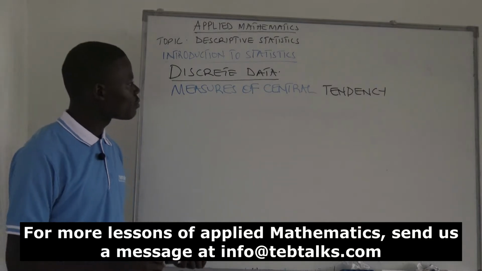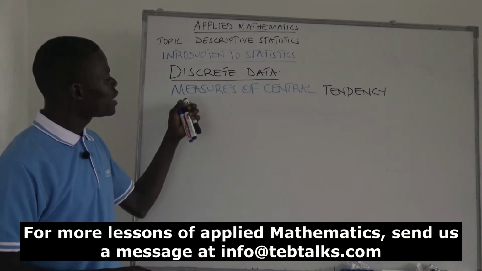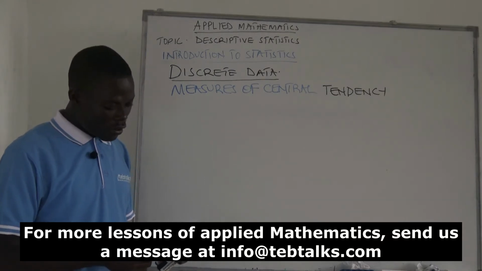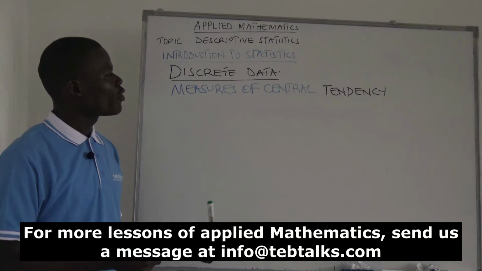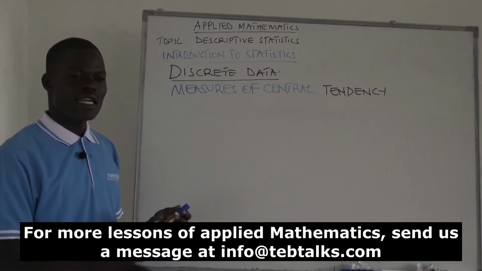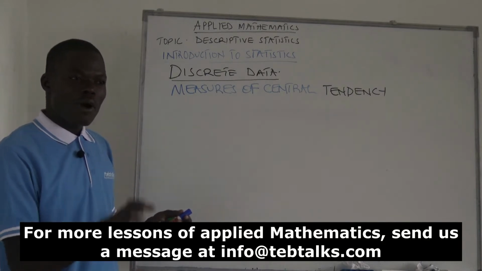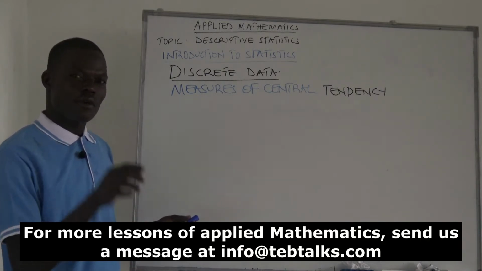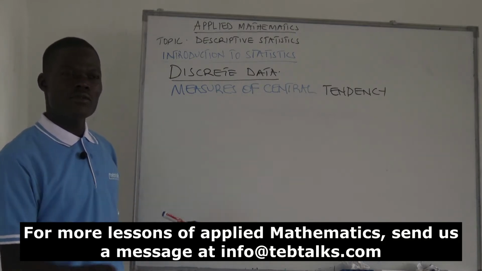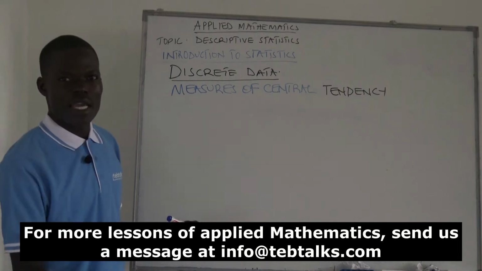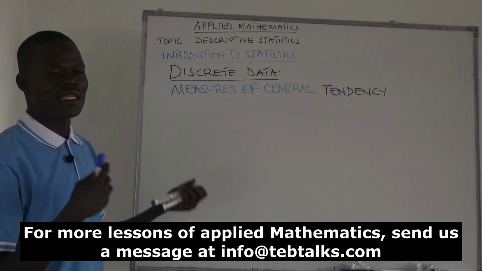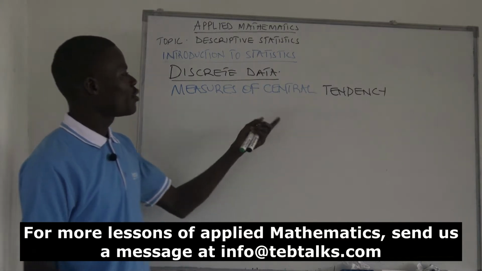These are values of the distribution that enable you to locate the central value. If you have 1 to 10, what is the central value? If you have the middle value, what do you call that one? If you have the highest value, what do you call that one? If you have the number which has appeared most, what do you call that one? That's what we shall be looking at in measures of central tendency.